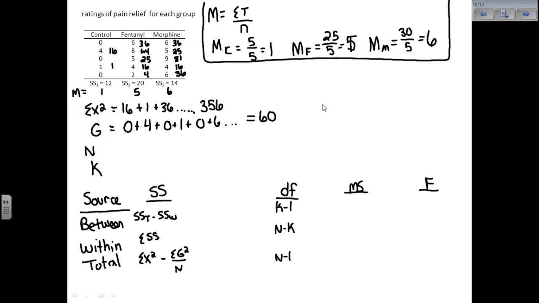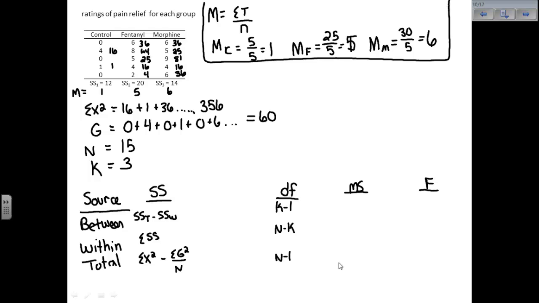Now for sample size, you can simply just count how many participants are in the study. And I've already established that each group has 5 participants in it. So 5 times 3 groups, you get 15. And then K, how many different groups are there? Control, fentanyl, morphine, there's 3 groups. And remember, I found these so that I would have what I need to calculate my sum of squares values down here and my degrees of freedom values.